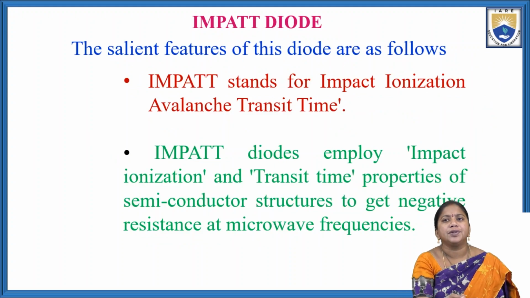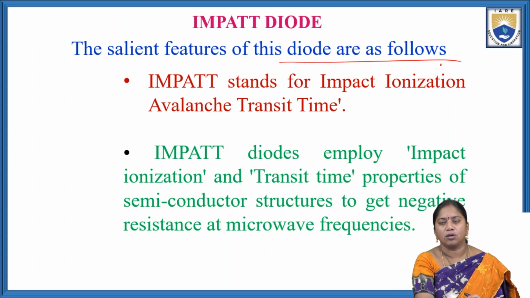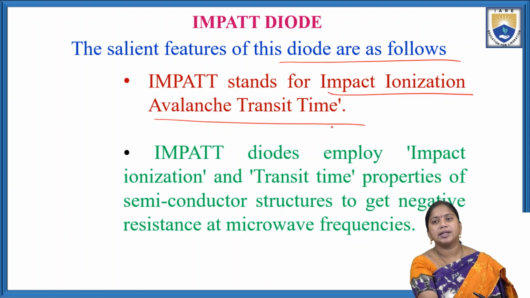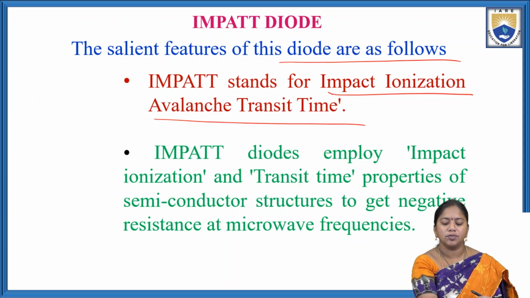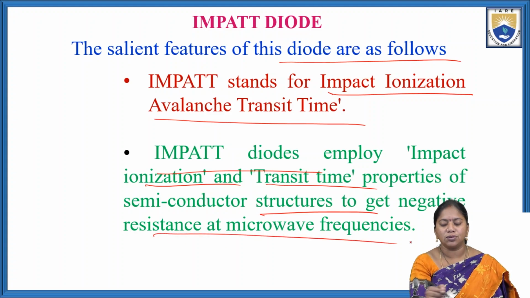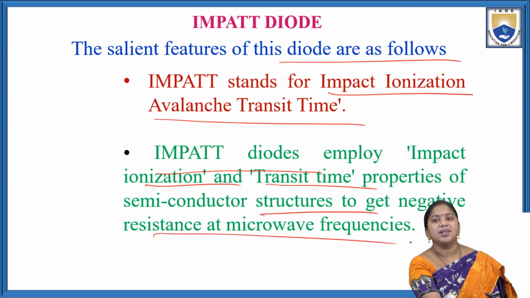The salient features of the diodes are as follows. IMPATT stands for impact ionization avalanche transit time. Impact diodes employ impact ionization and transit time properties of semiconductor structures to get a negative resistance at microwave frequencies.